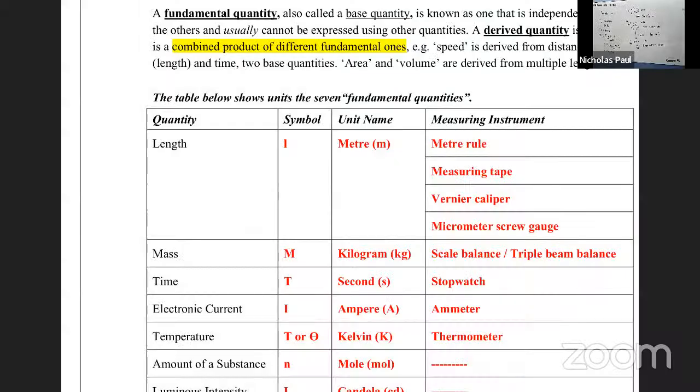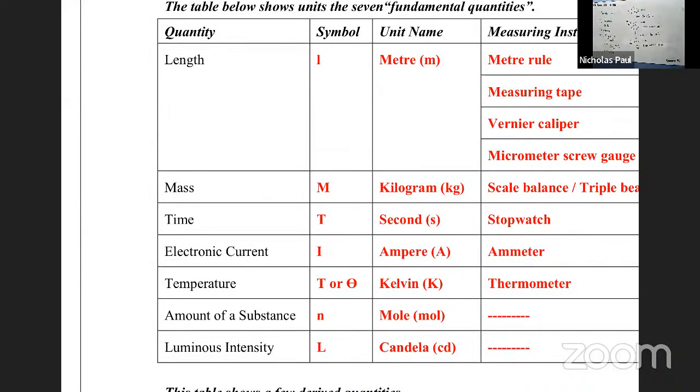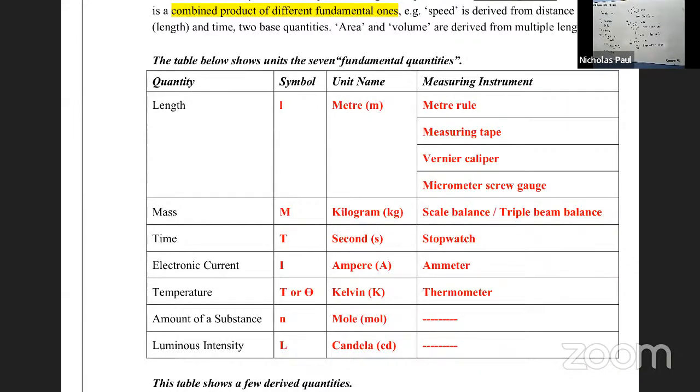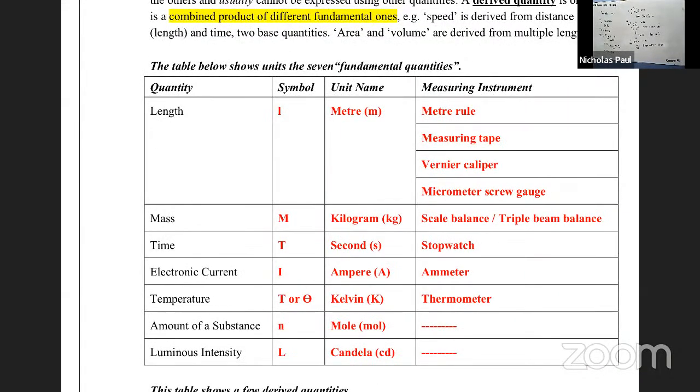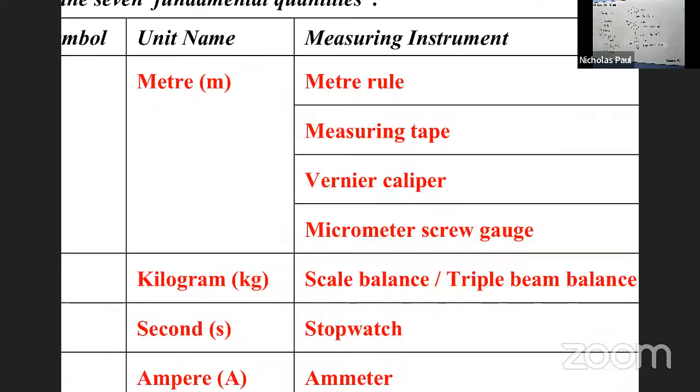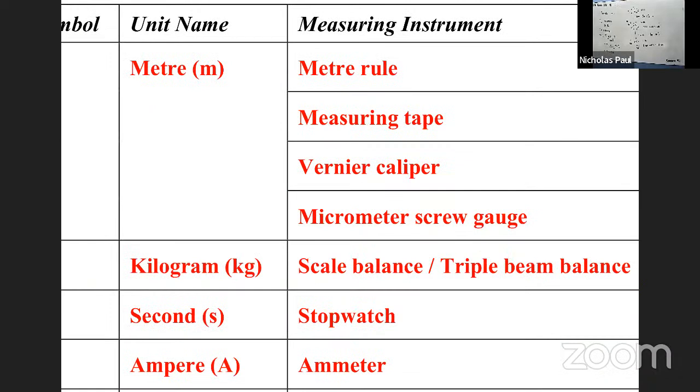So last day we started to talk about SI units and how important SI units are. We talked about the base quantities: length, mass, time, current, and temperature, and so on. And we have to learn all the SI units. These are some of the instruments used to measure length. Remind me, I have to show you how to use the vernier caliper, how to read it, and how to read the micrometer screw gauge.